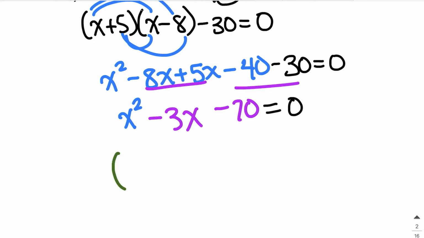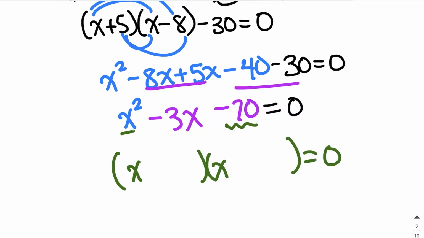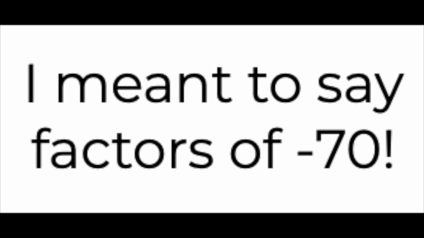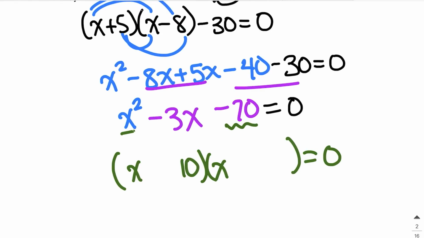So I'm going to see what multiplied by itself will give me x squared, and that'll be x and x. What times itself will give me 70? And I can use 10 times 7. And I want that because a negative 10 and a positive 7 will give us the negative 3 that we're looking for. So if you see here, this gives us the 7x that we want. This gives us the negative 10x that we want. And together they give us the negative 3x that we are looking for.